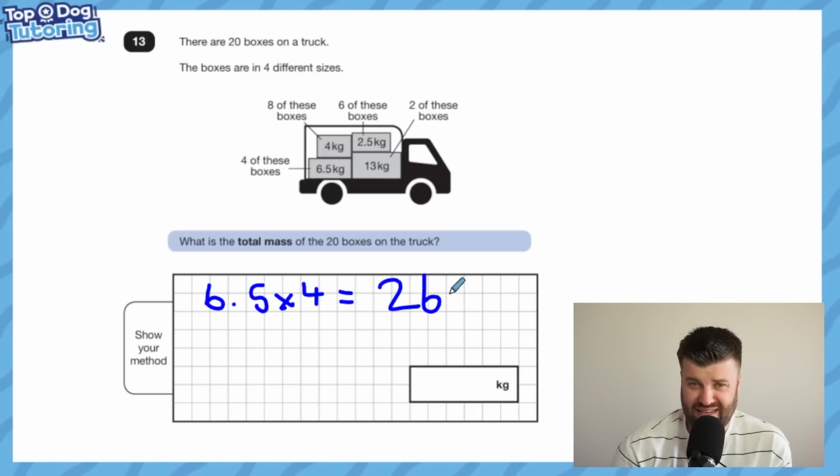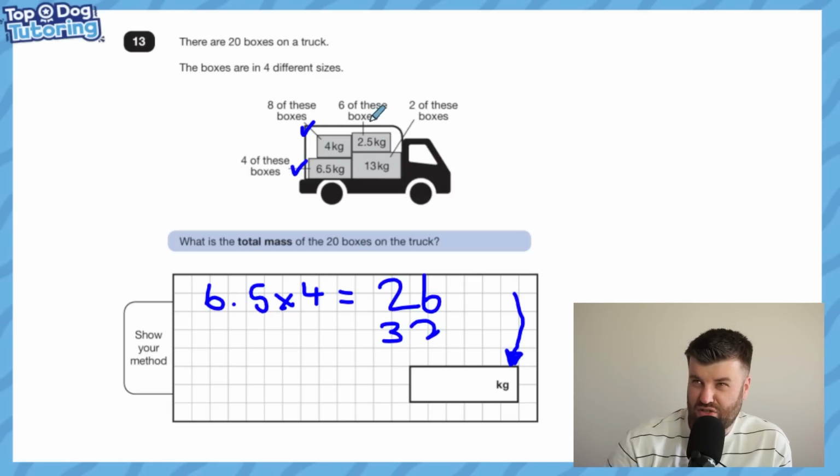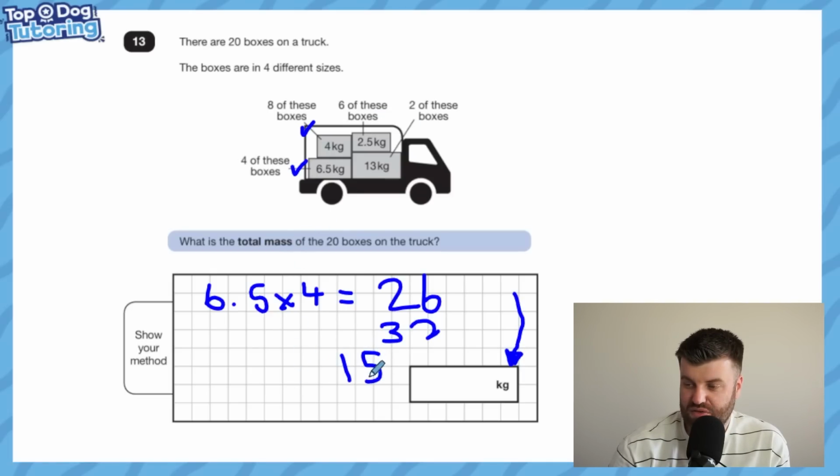And now you could write kilograms or not. It doesn't matter, because look, the question has kilograms as the answer box. So you don't even need to worry about it. So we've done 4 times 6.5. Now we're going to do 8 times 4 is 32. We've done that. 6 times 2.5 there, that's going to give us 5 is 2 lots of 2.5. So that's 15 kilograms in total for 6 lots of 2.5. And then 2 boxes of 13, that's 26.